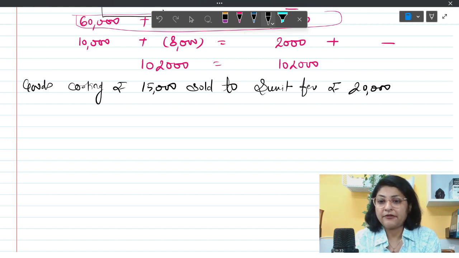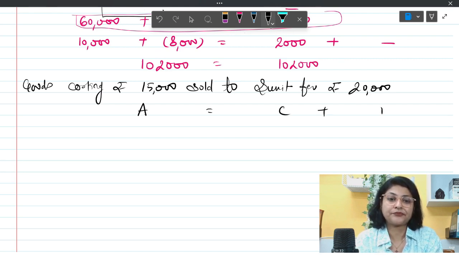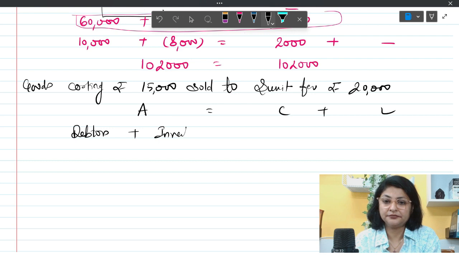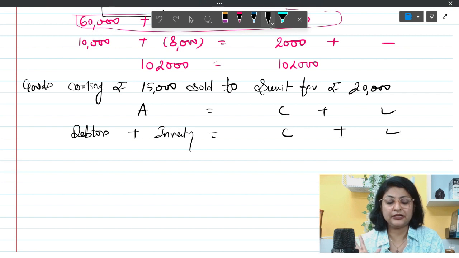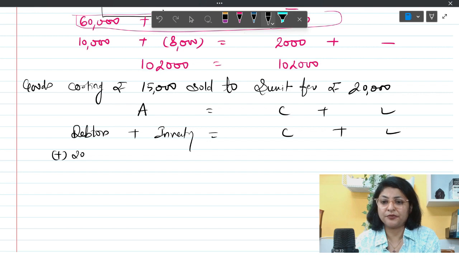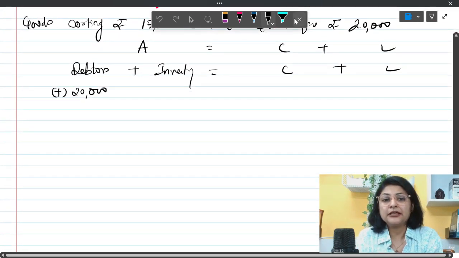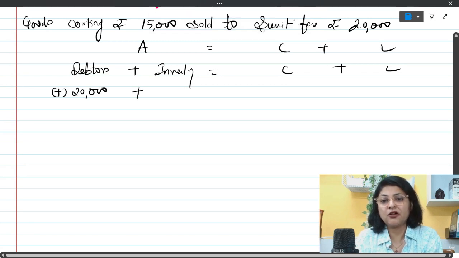Now you must have understood by now, I will not write cash this time because these goods are sold on a credit basis. So under assets, I have debtors and inventory. And on the liability side, as before, capital. So debtors will be increasing by 20,000 rupees. Why? Because the selling price of the goods, I will take it from the debtor later on. But the inventory that has gone is 15,000 only. So minus 15,000 from inventory.